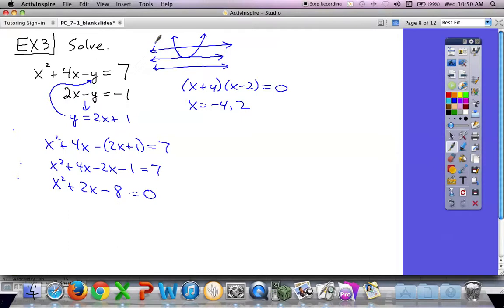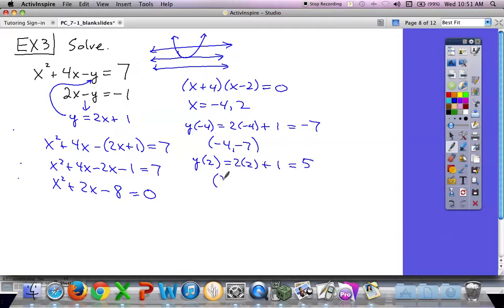And now we need to substitute twice into this equation to find the y values that go with each one of those. So in order to find the y value that goes with -4, I'm just going to say y of -4, I'm using it like a function notation, equals 2 times -4 plus 1, which is -7, right? So that gives us the point -4, -7. And then let's do the same thing for x equals 2. y of 2 equals 2 times 2 plus 1, which is 5. So the second point is 2, 5.